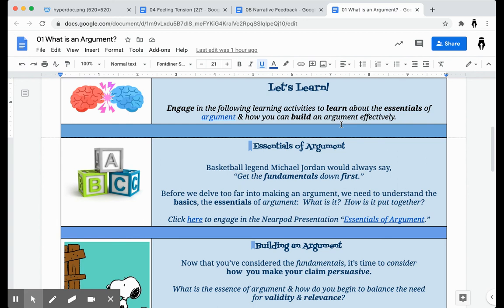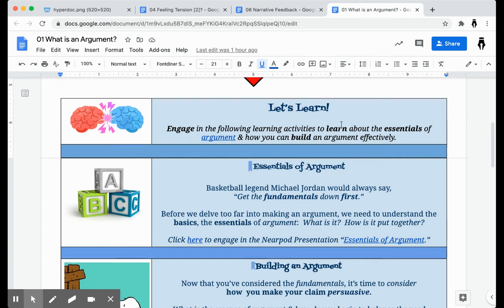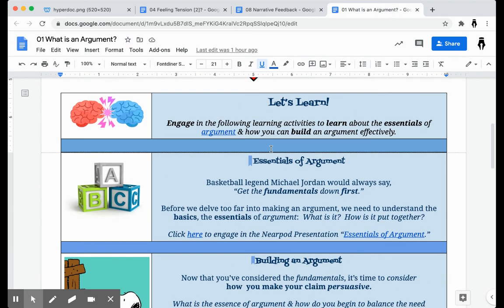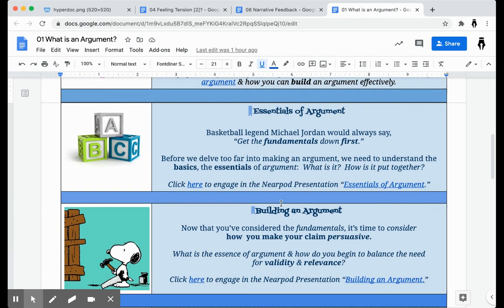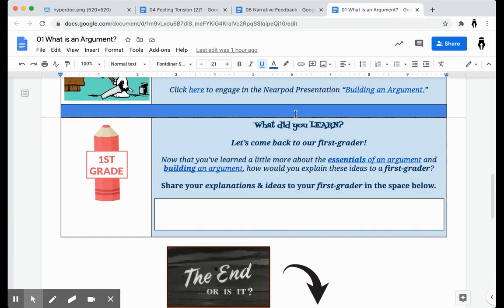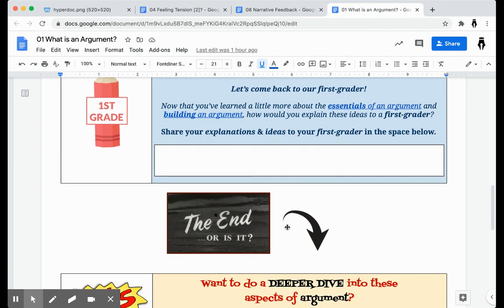I created breakout rooms of one person, and I began to jump into the rooms and speak to people individually about their writing up until this point. But along the way, the Hyperdoc facilitated the asynchronous learning because they had all their links to the Nearpods that I had created here, Essentials of Argument, Building an Argument. I had my exit ticket here. What did you learn? Let's come back to our first grader analogy and how would you synthesize and explain this in a way that they could comprehend the key ideas of the resource. I know it's an interesting closure activity I use.